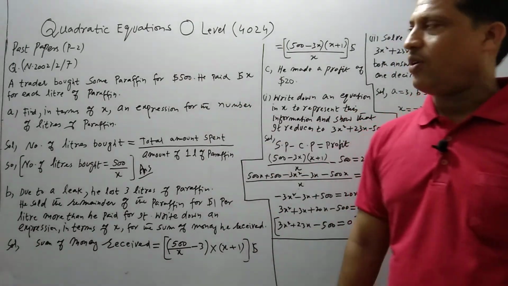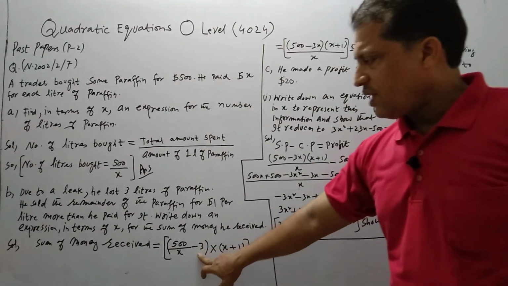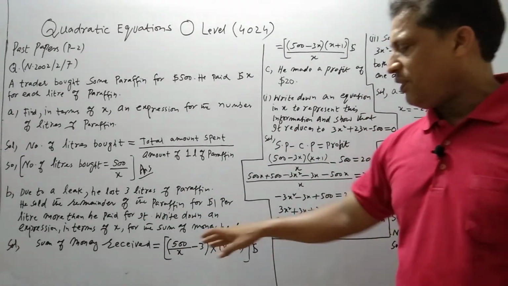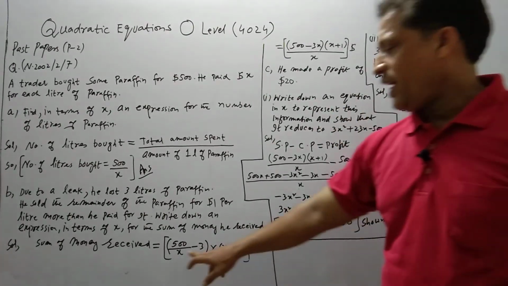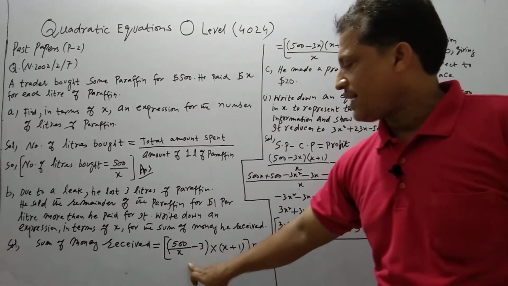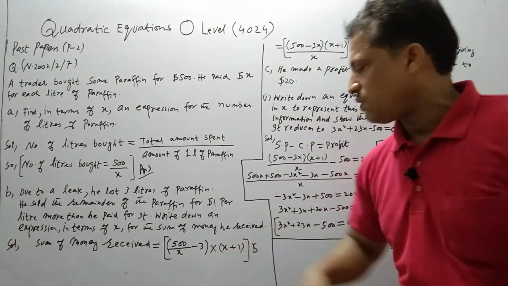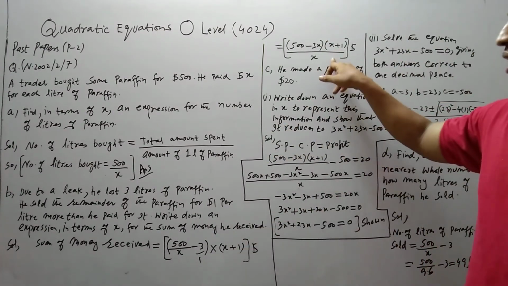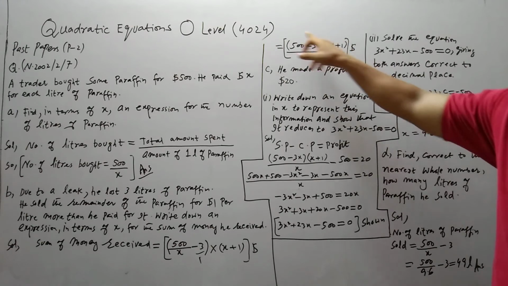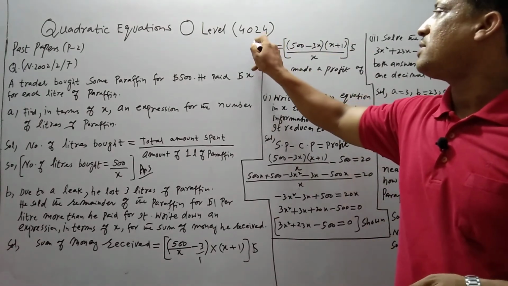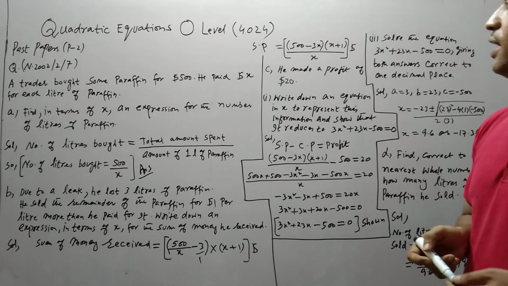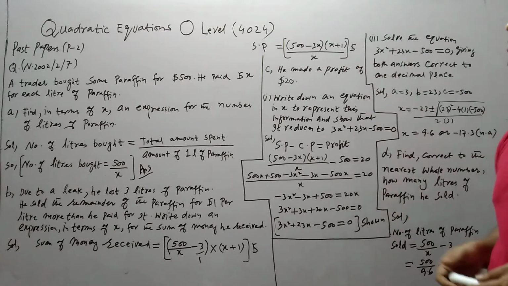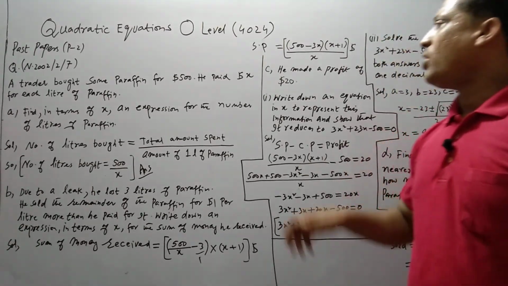Cost price was $500. So this is the final answer of part B, but if we write this answer in a more compact form, it will help us in part C. So take the LCM of X. This X cancels, 500 remains. This X multiplied by 3, we get 3X, and X plus 1 is the same, all upon X. This is the total selling price: (500 minus 3X) multiplied by (X plus 1) upon X dollars. This is the symbol of dollar. I hope you understand.